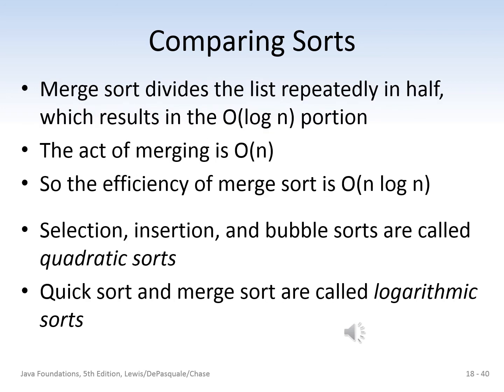Let me now introduce two terms: quadratic sorts and logarithmic sorts. The selection, insertion, and bubble sorts fall into the category of quadratic sorts. They use a nested loop. The quicksort and the merge sort are logarithmic sorts. Merge sort, if you recall, divides the list repeatedly in half, which results in the O of log n portion. And the act of merging is O of n. So the efficiency of the merge sort, which is similar to quicksort, is O of n log n.